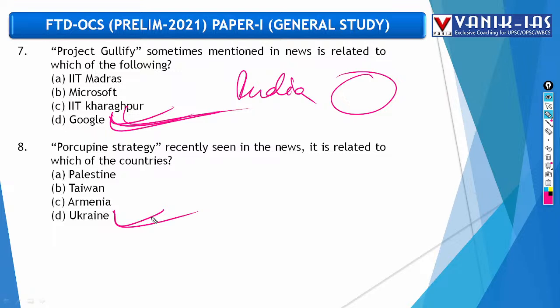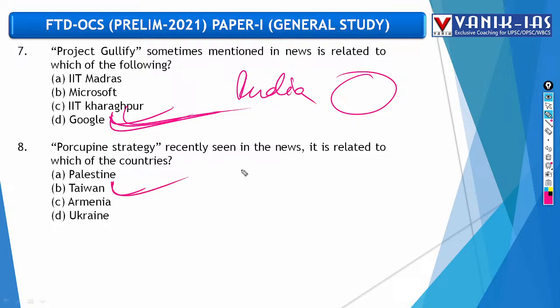For example, in case of guerrilla warfare, for example the Naxals, they have guerrilla warfare, right? Where especially they attack when the other person is not aware of it. So it is not Ukraine; it is actually Taiwan, right?